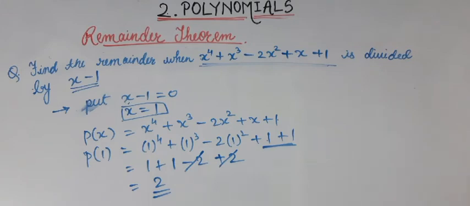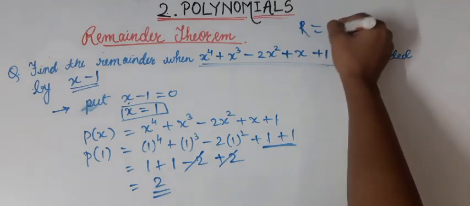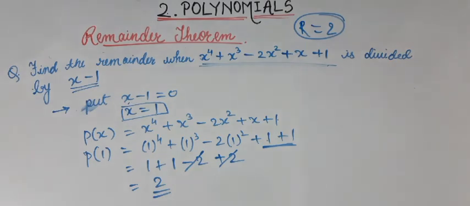Clear? Now you can use the long division method to cross check your answer. This we did using remainder theorem. Okay. So just remember we got remainder as 2. Now let us do it with long division and cross check if we get remainder 2. So I will write it here. Remainder is equal to 2. Just to remember. Okay. And then we will solve the same question with long division and cross check whether we get remainder 2 or not.